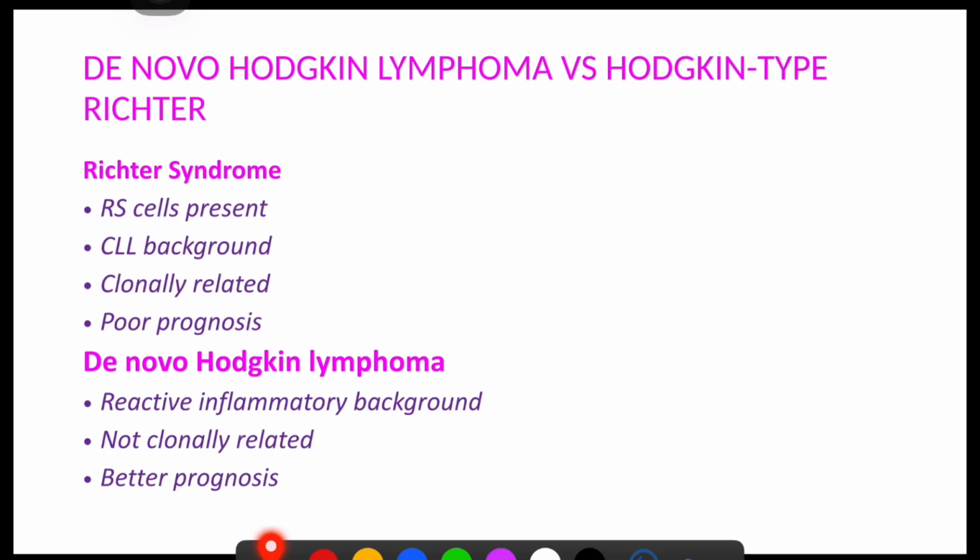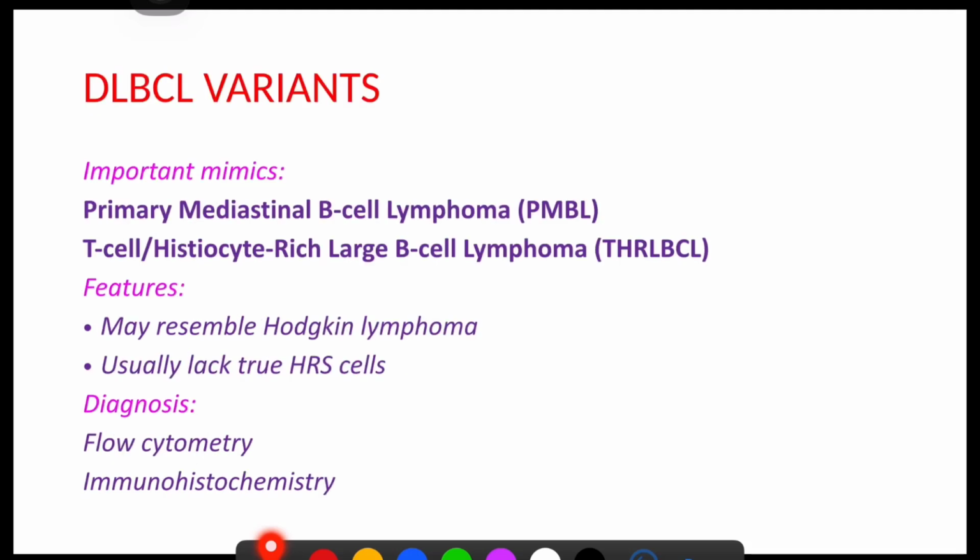So de novo Hodgkin's lymphoma versus Hodgkin type Richter, if we want to differentiate: Richter syndrome will have RS cells in the background of CLL, clonally related and poor prognosis, while de novo Hodgkin's lymphoma will have a reactive cell background, non-clonally related and better prognosis.